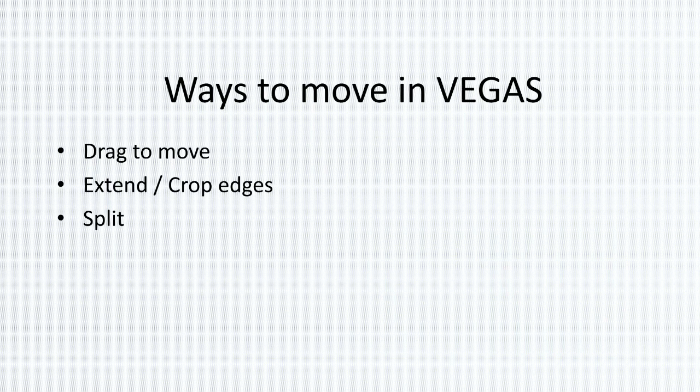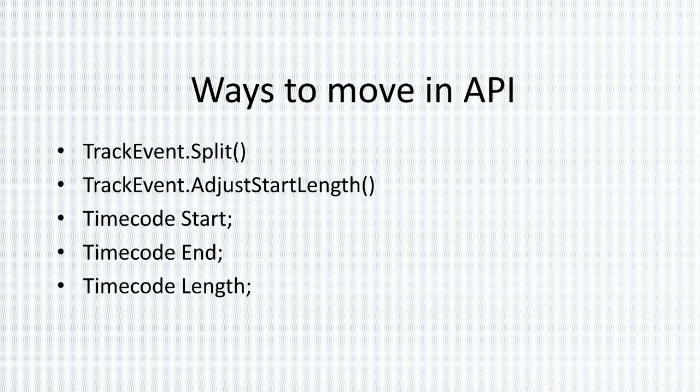First I want to talk about the ways you can move things in Vegas itself. You can drag a track to move it on the timeline. You can extend or crop the edges and you can split a track and delete one half. Now the problem is that these don't directly correspond to the tools the API gives you. So for splitting you can use the split function, but for extending, cropping and moving you need to use the adjust start length function.